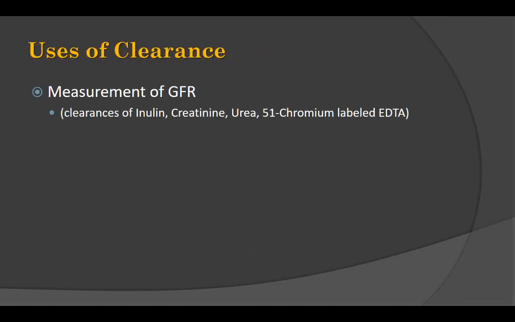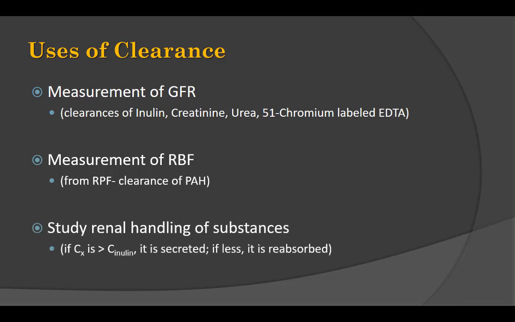Now clearance is used to measure GFR. It is used to measure renal blood flow, and it is used also to study renal handling of different substances. So the concept of clearance can be used to measure all these different parameters. It depends on which substance you're looking at. So if you're looking at something, for example, creatinine, which is only filtered, not reabsorbed and not secreted, you will be measuring the GFR.